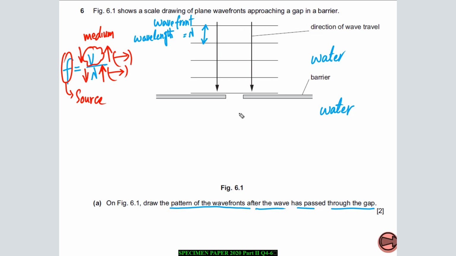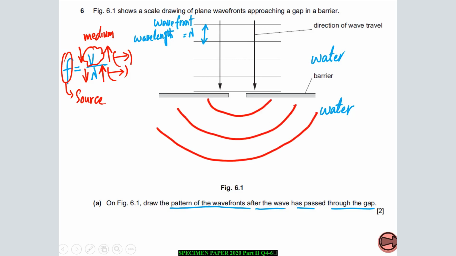Now as the medium is not changing, the wavelength will not change because the speed of the waves will not change. So this is how we can answer. What we have to be very careful about is the space between these lines. It has to be the same before the barrier, and it also has to be the same after the barrier.